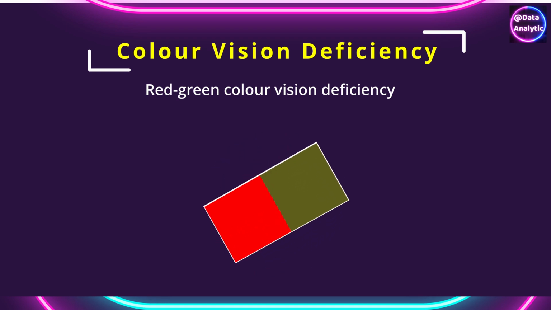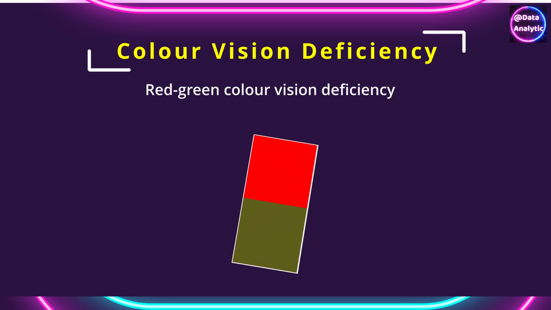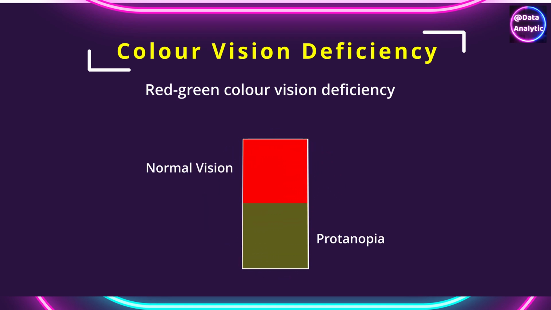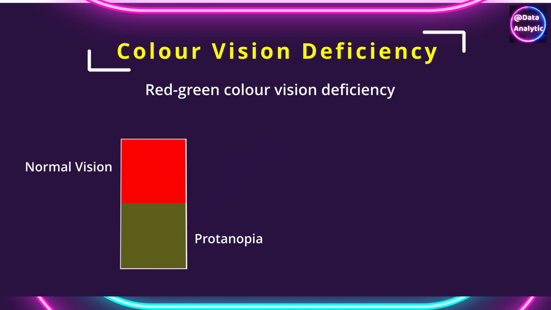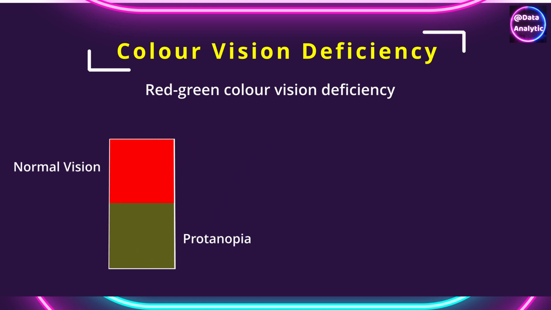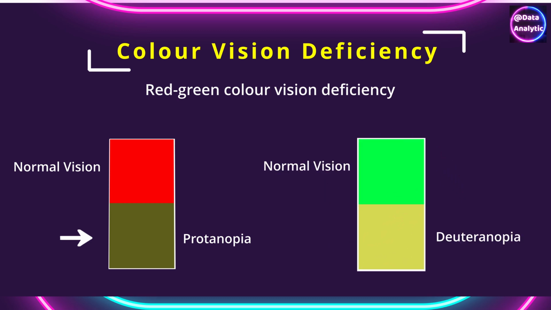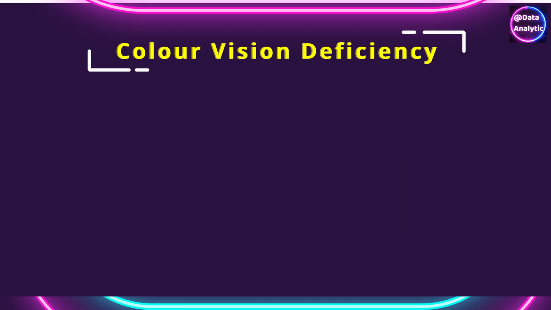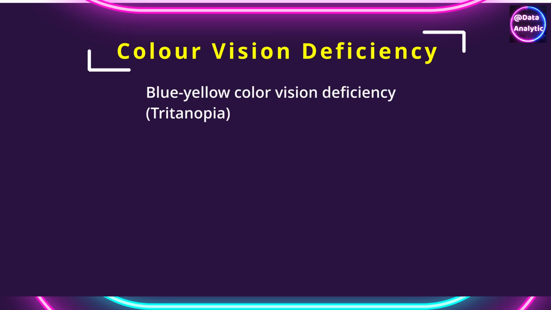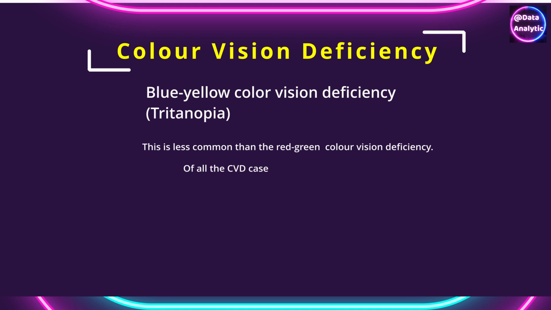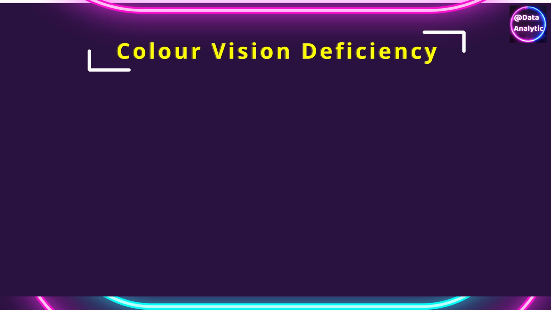A person suffering from protanopia would see the red color looking like this. And a person suffering from deuteranopia would see the green color like this. Then there's another form called tritanopia. This is the blue-yellow color vision deficiency, and this is one of the least common ones. And as the numbers say, this is a very rare one.